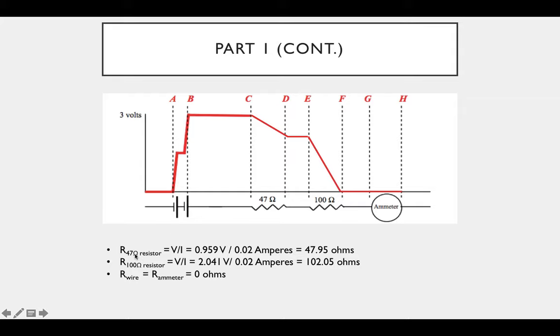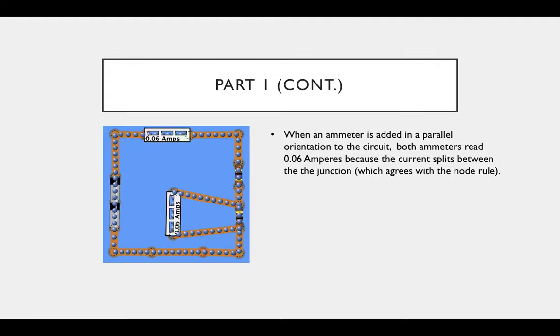So calculating the resistance, again using Ohm's law, at the specified points here, using voltage over current, I got 47.95 for the 47 ohm resistor, and 102.05 for the 100 ohm resistor. And then the resistance in the wire is equal to the resistance in the ammeter at 0 ohms because it's just a theoretical computer model, and they don't have any resistance. So when an ammeter is added in parallel orientation to the circuit, both ammeters read 0.06 amperes because the current splits between the junction as it should according to the node rule.